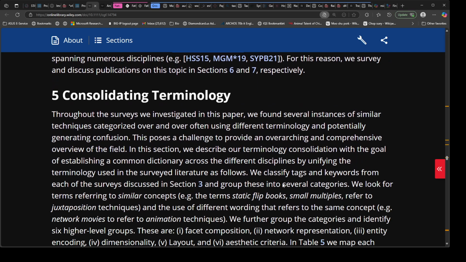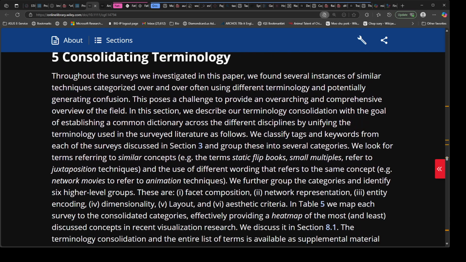5. Consolidating terminology. Throughout the surveys we investigated in this paper, we found several instances of similar techniques categorized over and over, often using different terminology and potentially generating confusion. This poses a challenge to provide an overarching and comprehensive overview of the field. In this section, we describe our terminology consolidation with the goal of establishing a common dictionary across the different disciplines by unifying the terminology used in the surveyed literature as follows.